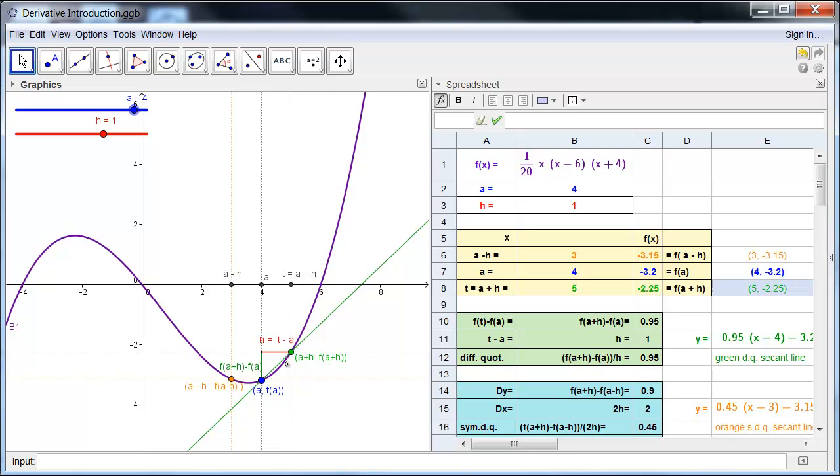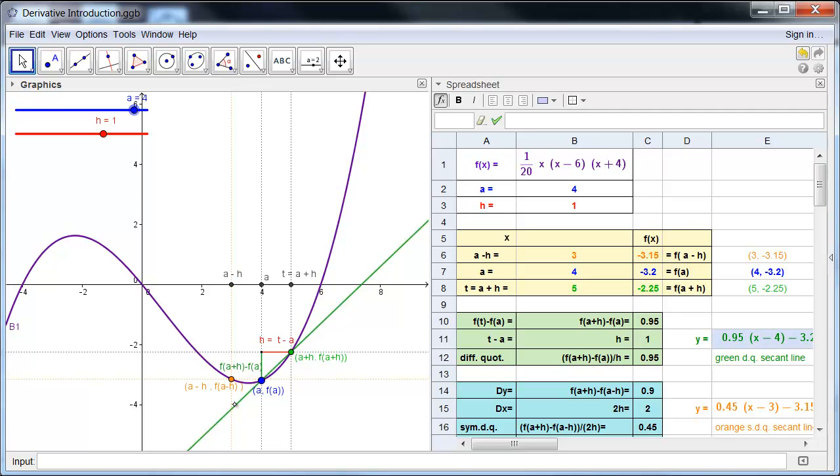f of a plus h minus f of a. So that is negative 2.25 minus negative 3.2. If you do negative 2.25 minus a negative 3.2, that's negative 2.25 plus 3.2, which is 0.95. So that's our delta y. We're dividing by h, so dividing by 1. That's 0.95, the slope of that green line.